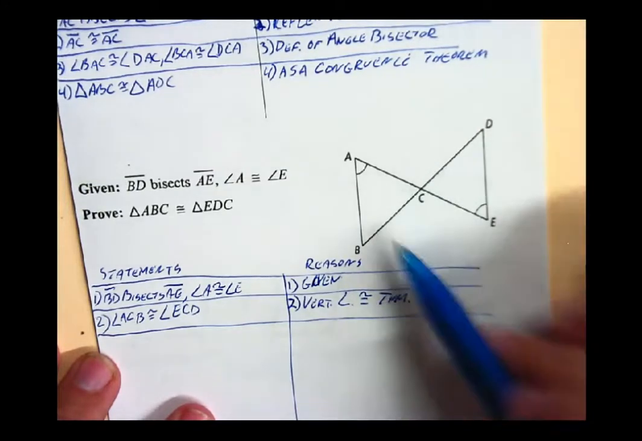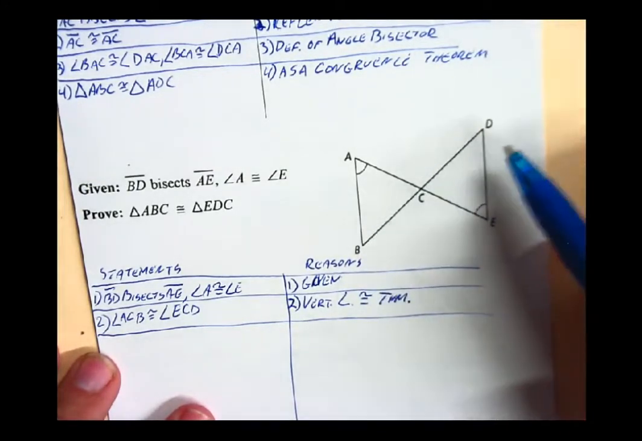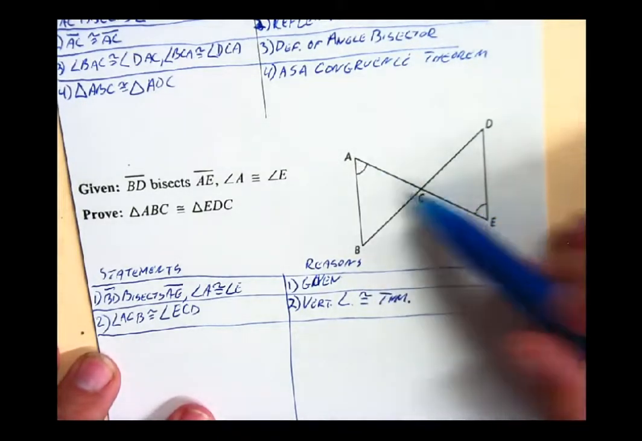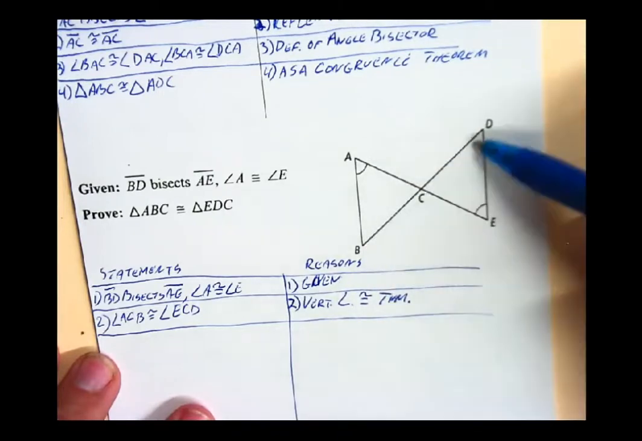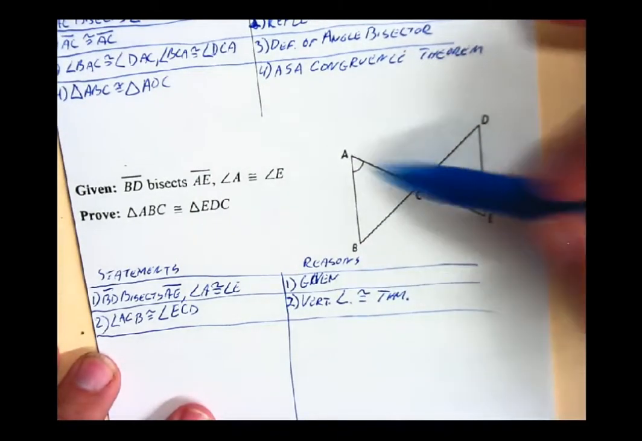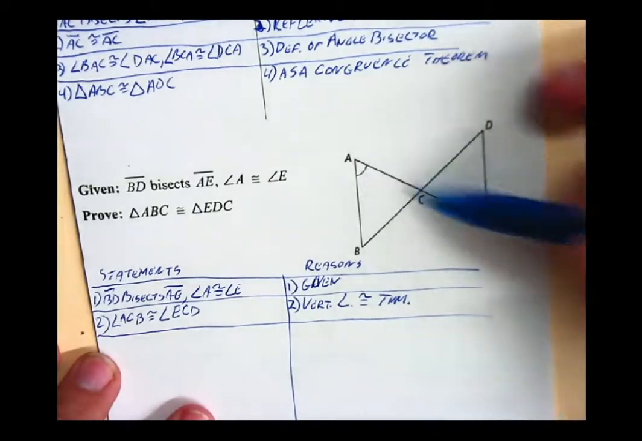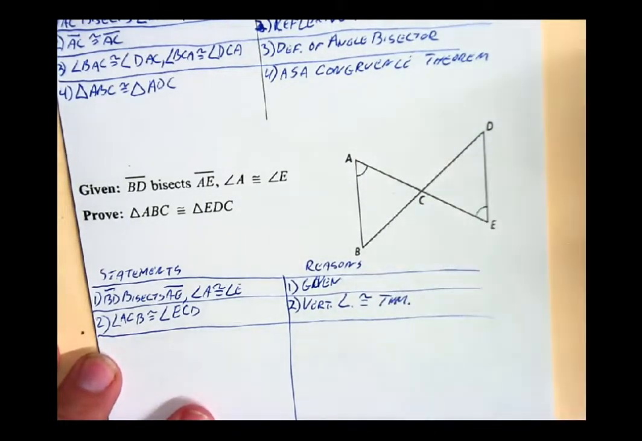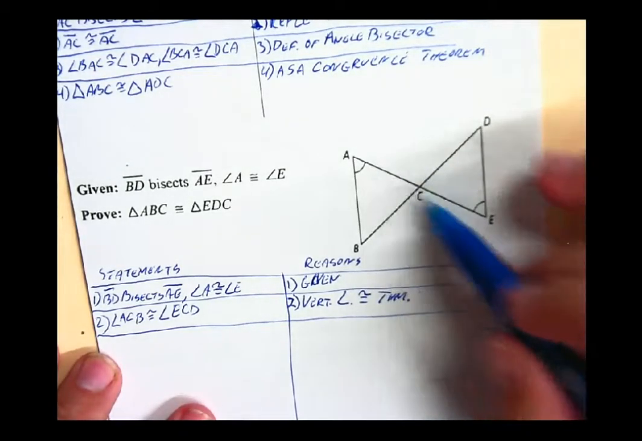Now, real quick, does that mean that BC is congruent to CD? No, it does not. Because it does not say that AC is bisecting BD, it just says that BD bisects AE. So this one is being cut in half. This segment BD, not necessarily. Okay, so really all we know is these two are congruent.